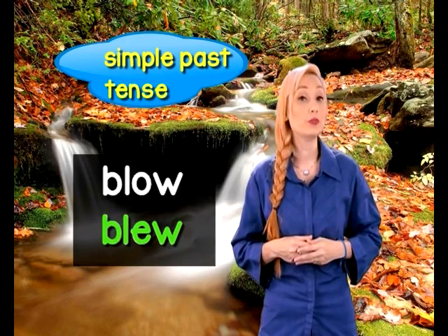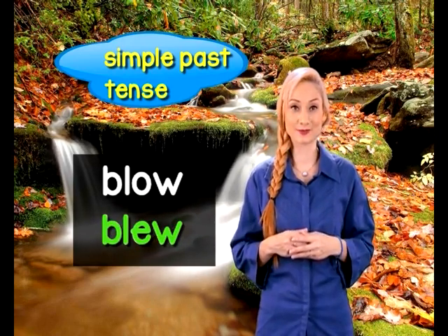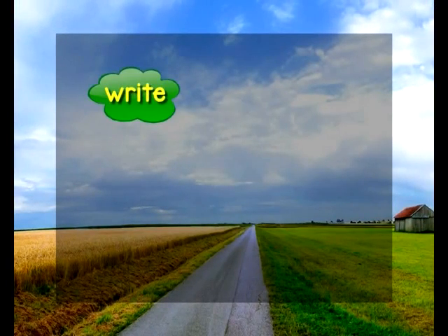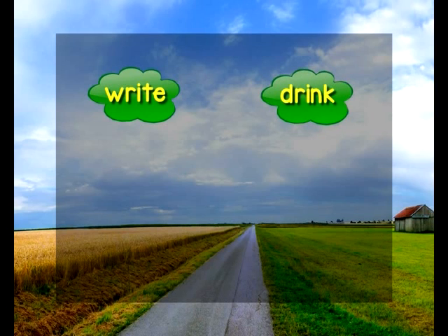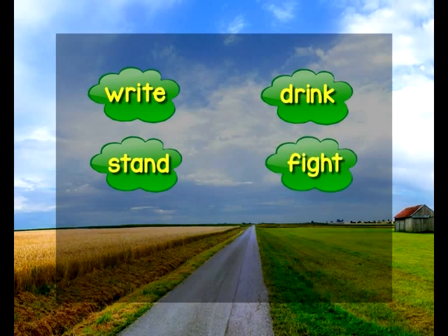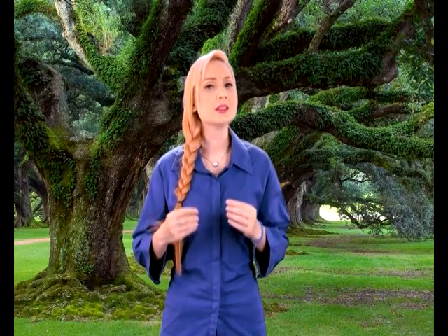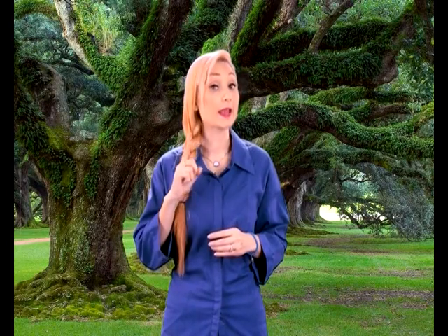Let me show you a few more irregular verbs. Write, drink, stand, fight, beat, and cut. Let's see what they look like in their simple past tense forms. Remember, irregular verbs do not take an ed ending.